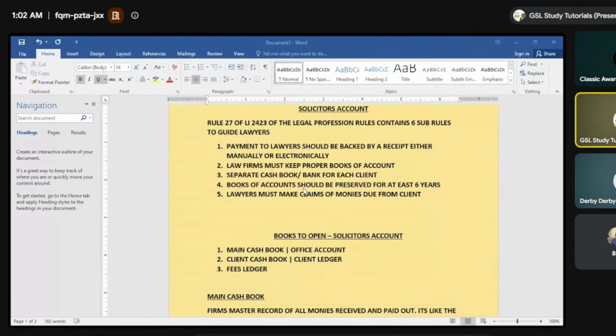That the main cash book is having an office romance with the office account. They have a dating relationship, so you see them together at certain places. The client cash book has a relation with the client ledger, then the fees ledger is on its own.